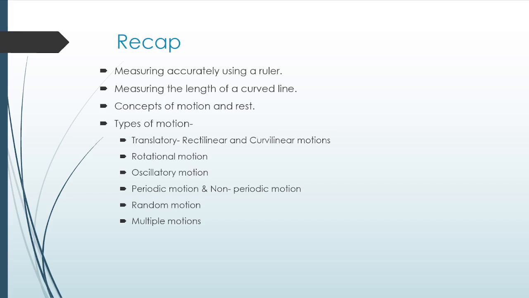Let's recap what we have learned in this lesson. We have learned how to measure lengths accurately using a ruler. We have also shown how to measure the length of a curved line using the divider method as well as the thread method. We learned the concepts of motion and rest, and the different types of motion: translatory motion, oscillatory motion, periodic and non-periodic motion, random motion, and we've seen how most motions are a combination of these.